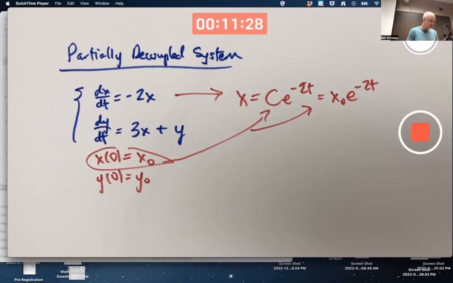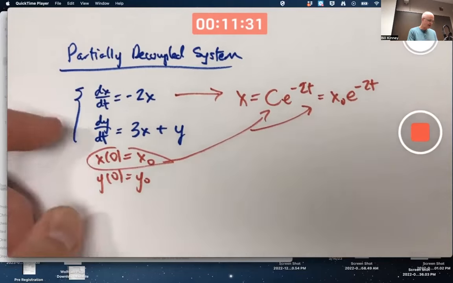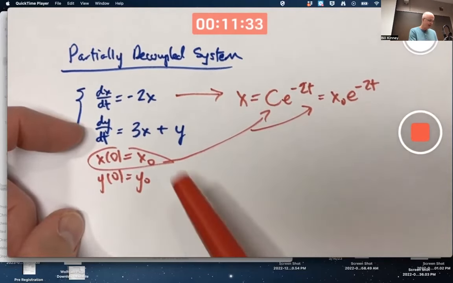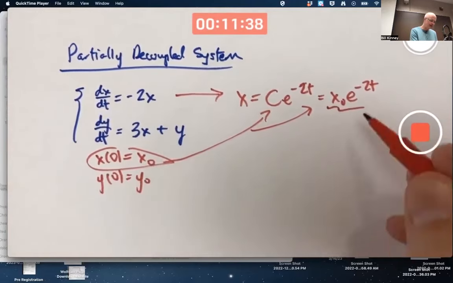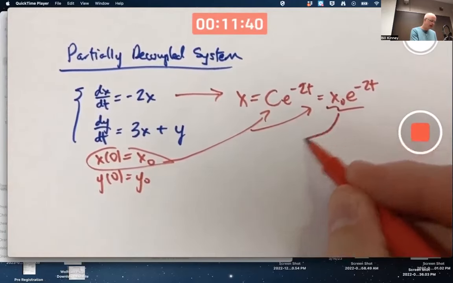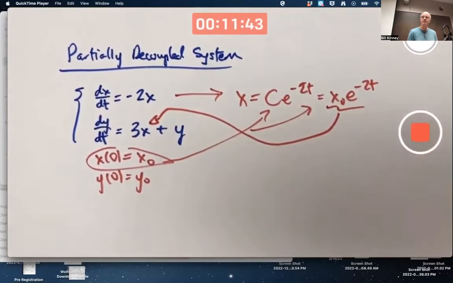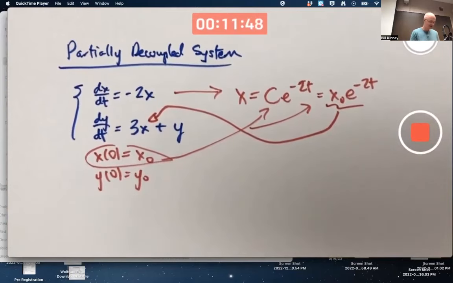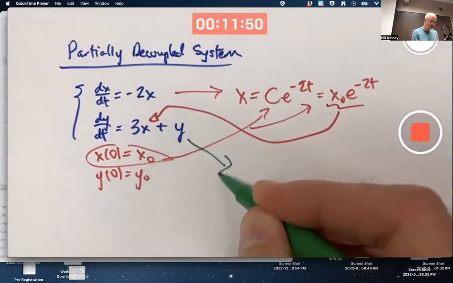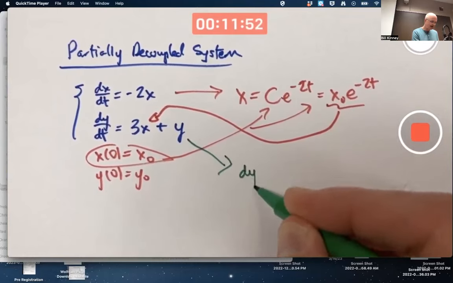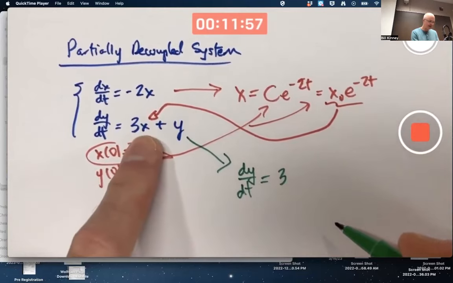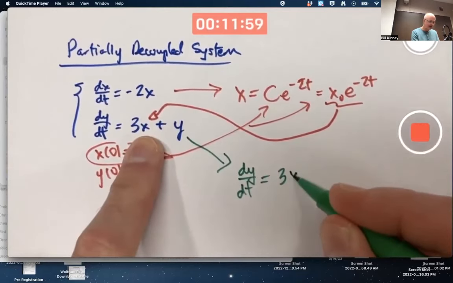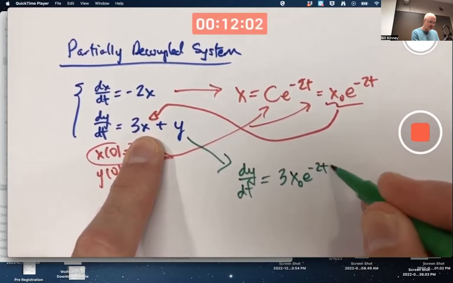All right, well, that's great for x, but what about y? How can I possibly solve for y if it's coupled with x like this? Well, now that you've solved for x, let's go ahead and use this form of it. Go ahead and substitute it in right there as a function of t. When I do that, I get dy/dt equals 3, replacing x right there with this function of t, x naught e to the negative 2t, plus y.